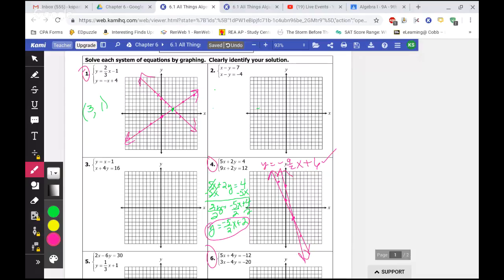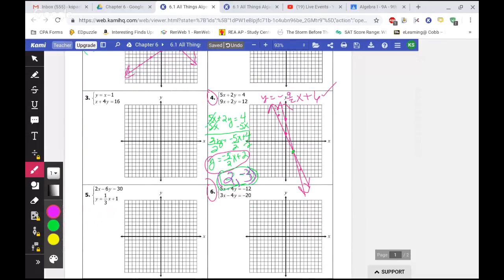So where do those two cross? What point is this right here? 2 and negative 3. 2, negative 3. Good job. Y'all are doing great.